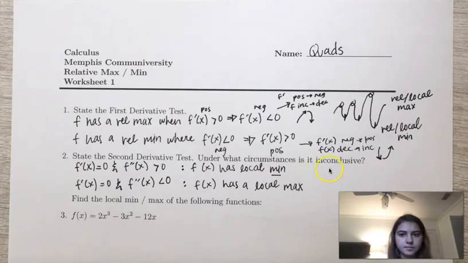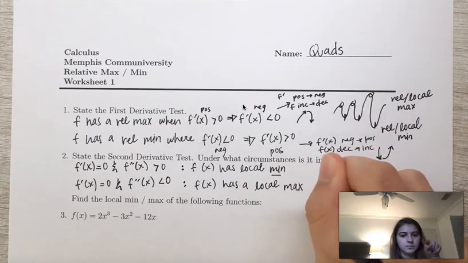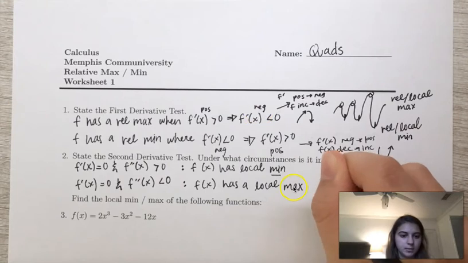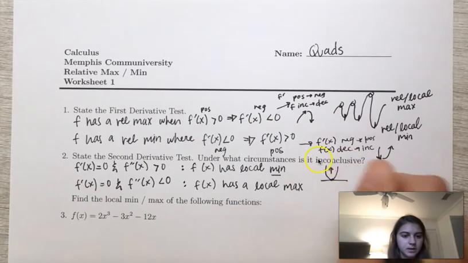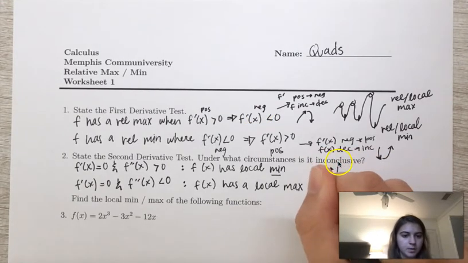I'll draw it in a second. Maybe I won't. It's going to be like a U shape, and the bottom point is going to be your local min there. Yeah, here we go. We've got this horizontal tangent line and this concave up shape. And then we have our relative min.